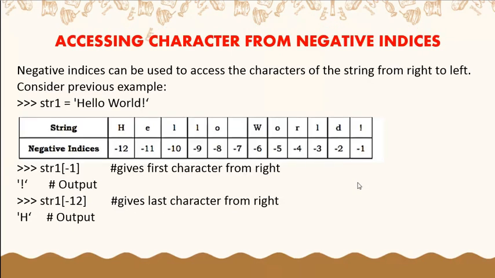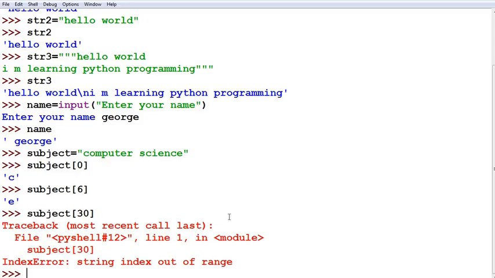Now how can you access characters from negative indexes? You can see again here str1[-1]. That means now what is the character placed at minus 1 position or minus 1 index number? That is exclamation. We can see the example here again. For example, subject[-1].